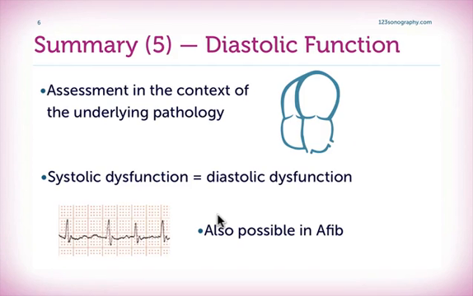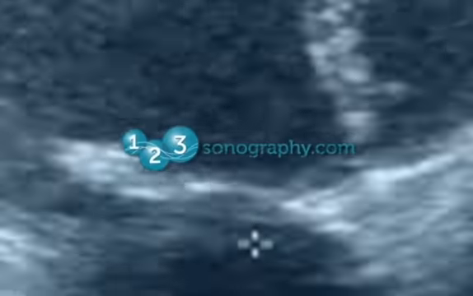You should always assess diastolic dysfunction in the context of the underlying pathology. Remember, all patients who have systolic dysfunction also have diastolic dysfunction. And finally, you can also assess diastolic dysfunction in patients who have atrial fibrillation, in particular by using the tissue Doppler E to E prime ratio.